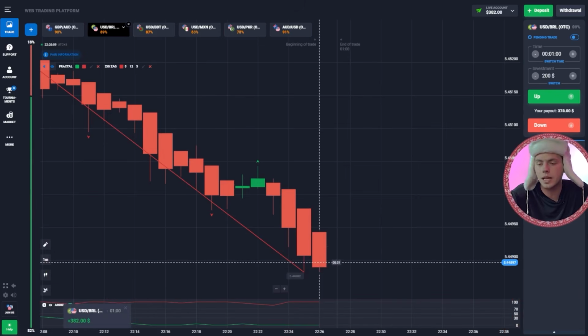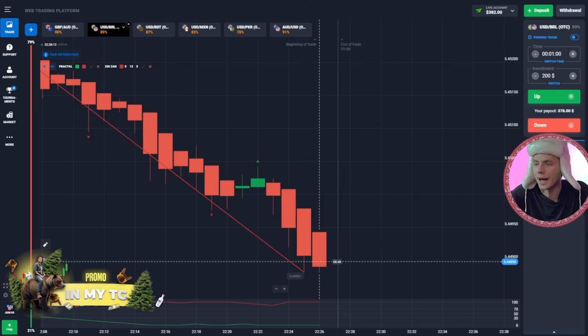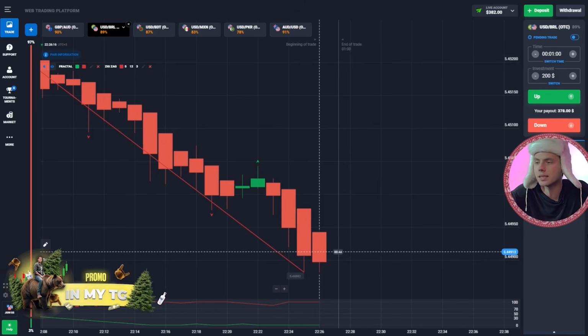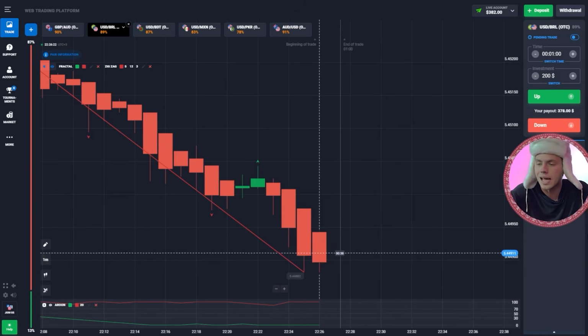And great, we got another trade closed, $382. Well, this one is really not bad. 382 on our balance, which means that 182 on our balance is already in plus. Pretty good beginning of the trader's day, guys.